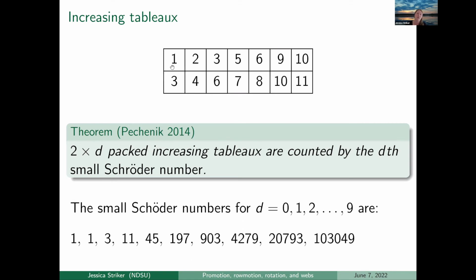Anyway, 2-row increasing tableaux that are packed, so all the numbers from 1 up to some highest number are represented. These are counted by the small Schroeder numbers, and there is a formula for these things. I just didn't feel like writing it out because it's going to become irrelevant for us. Oh, and it also looks like I spelled Schroeder differently. Okay, we'll fix that later.